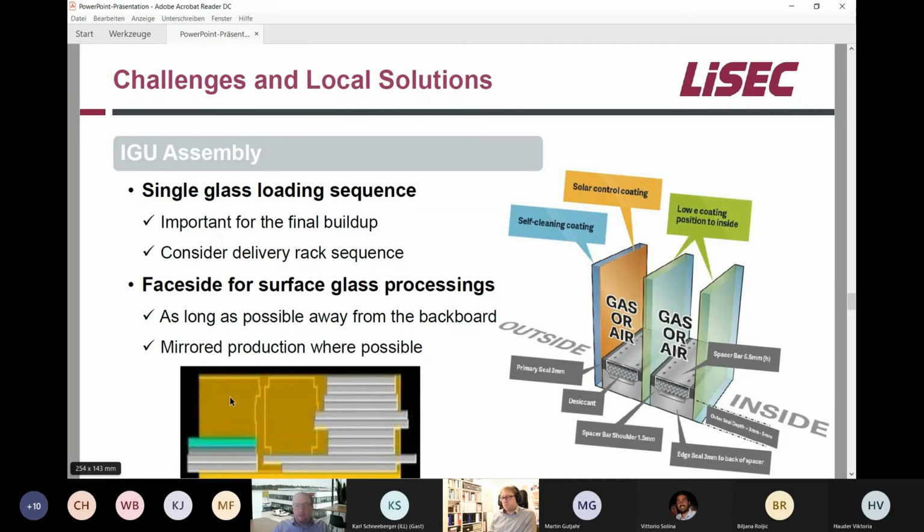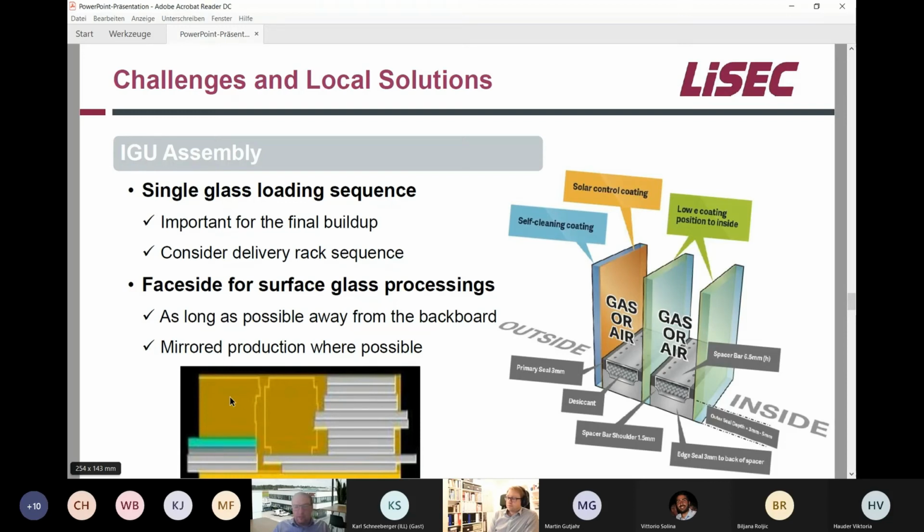Meaning if we recall the cross section here of the IG element, we have three glasses, and let's say the rightmost glass should be the first glass, then the middle glass the second glass, and the left-hand glass the last glass to be loaded, because once these glasses are on the IG line, there is almost no way to change their sequence, and while the stacking happens in the press, the sequence of the glasses is predefined with the loading already. And like this picture also illustrates, we have the coating, which is required in certain positions to make sure that the element then fulfills certain physical properties.